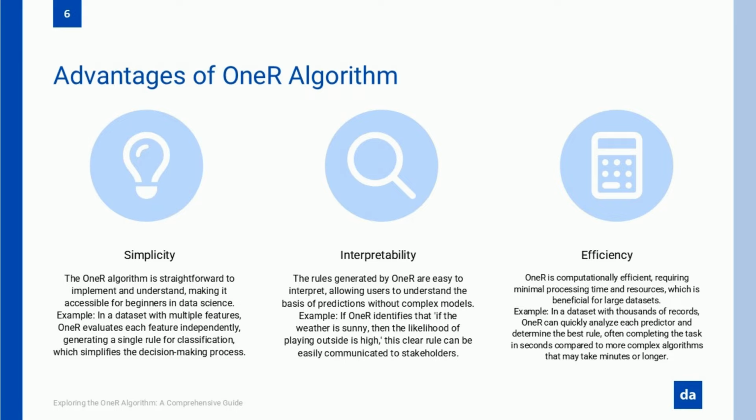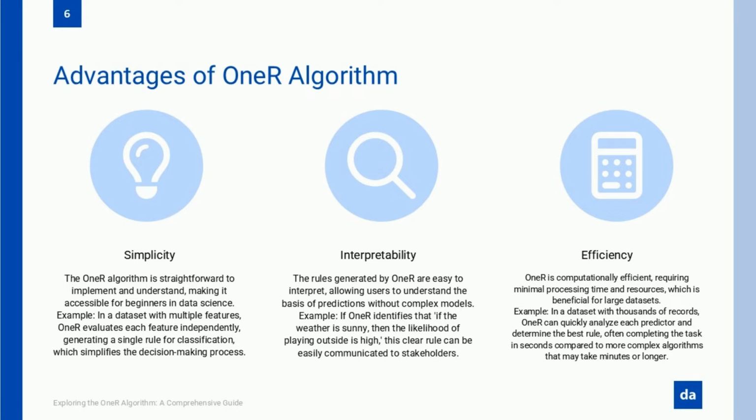First, let's talk about simplicity. The OneR algorithm is as straightforward as machine learning gets. There are no complex equations or intricate configurations to worry about. This simplicity makes it incredibly beginner-friendly, offering an easy starting point for those new to data science.